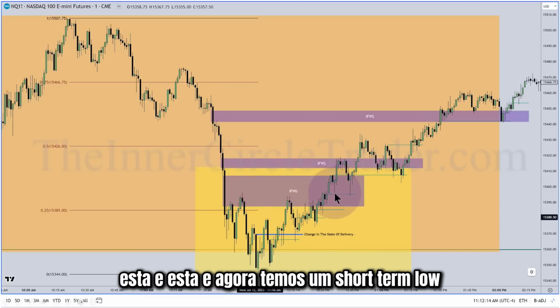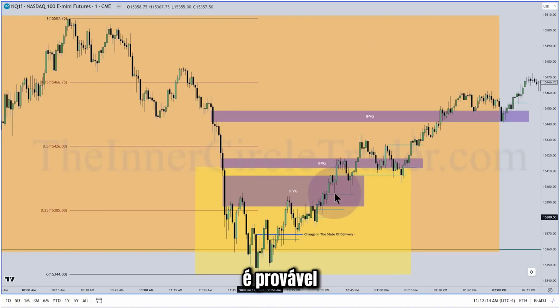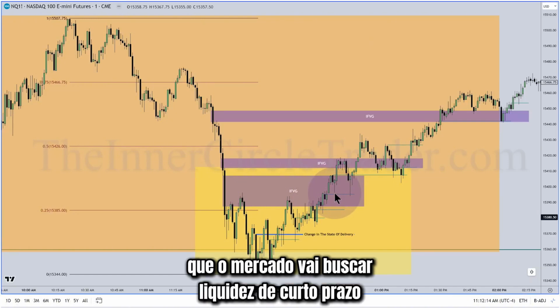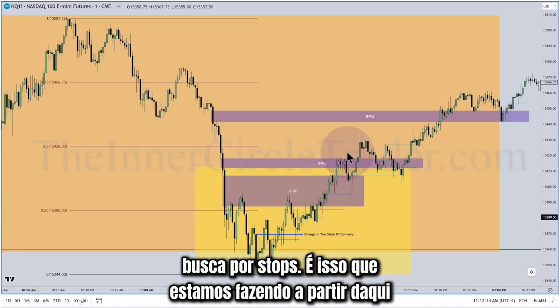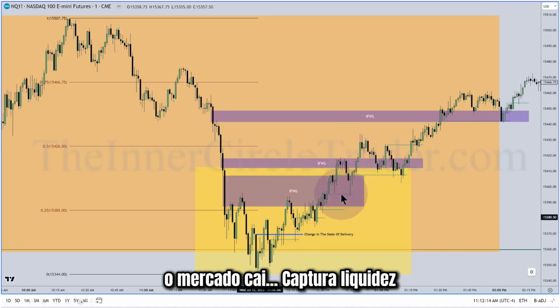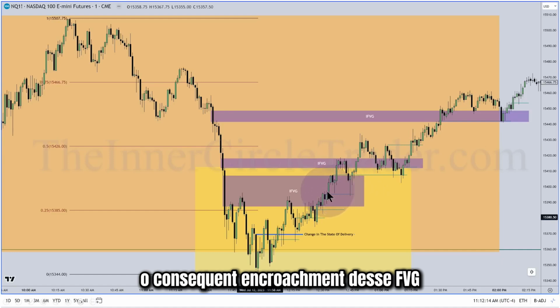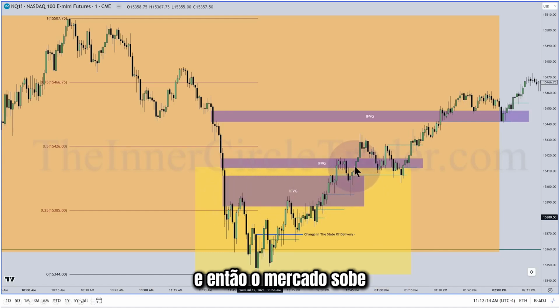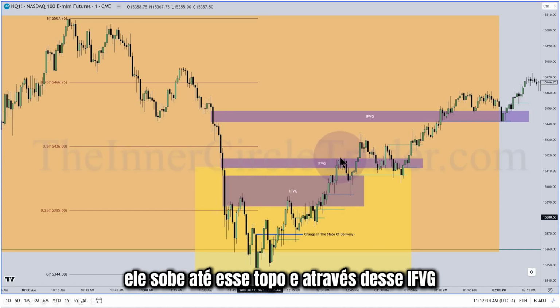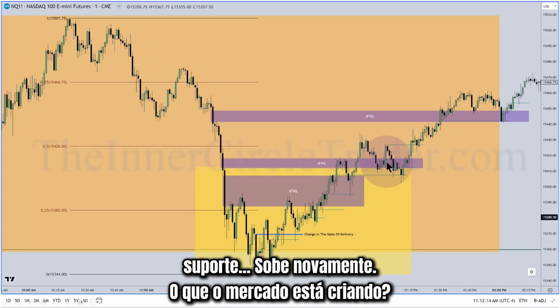And now we have a short-term low. It's probable, not guaranteed, it's probable that it's going to run for short-term sell side liquidity. Stop hunt. That's what we're getting from here. It drops down, takes out that liquidity, also respecting consequent encroachment of this fair value gap, then rallies. It rallies to this high and through this inversion fair value gap, comes back down, support, rallies back up.